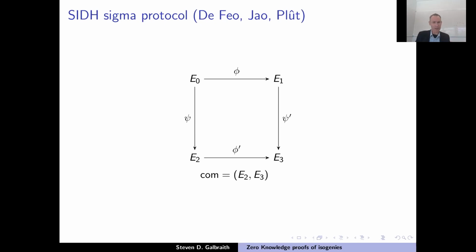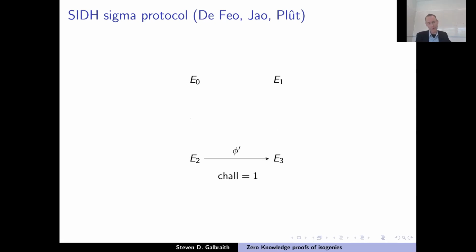And so the verifier sends a challenge. If the challenge is 0, the prover basically opens the kernel of these 2 isogenies, psi and psi prime, so the verifier can check: yes, it is true that the response gives me an isogeny from E0 to E2 and an isogeny from E1 to E3. And if the challenge is 1, the prover reveals the kernel of phi prime, and the verifier can again convince themselves that they have an isogeny from E2 to E3.